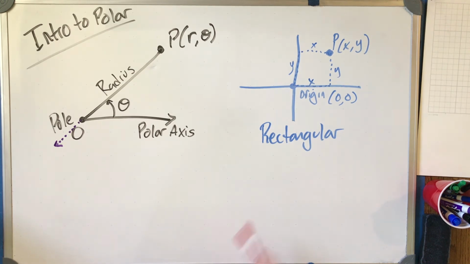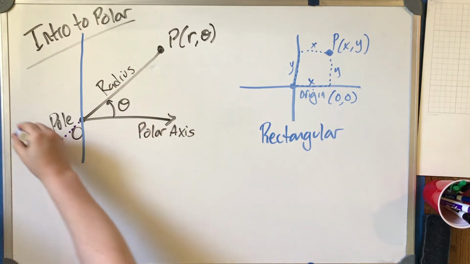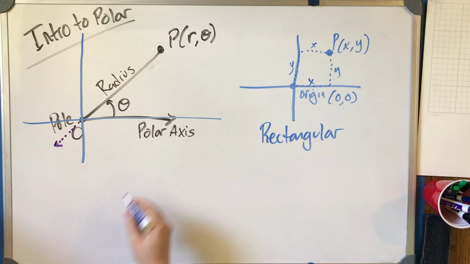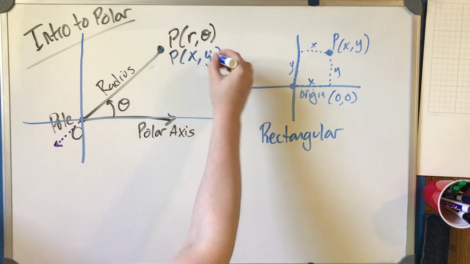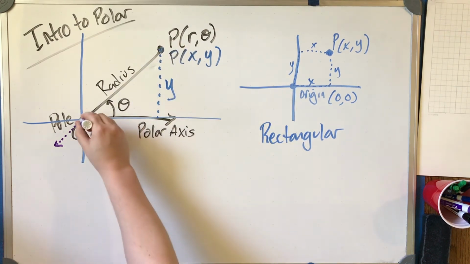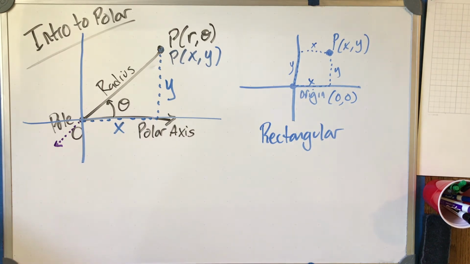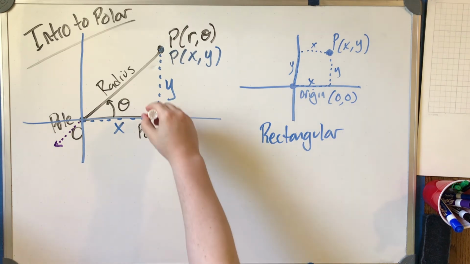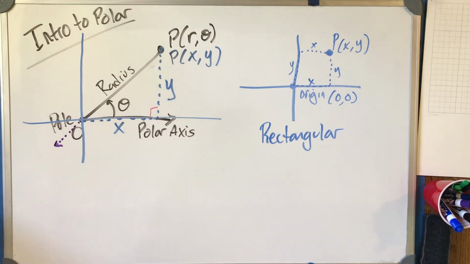What I'm going to do is overlay the rectangular coordinate system on top of our polar one. Now this will also be the point x, y, and that means that this distance right here is y, and this distance right here is x. I'm hoping you're starting to see the connection that we just created here, which is a wonderful right triangle with side lengths of x, y, and r.